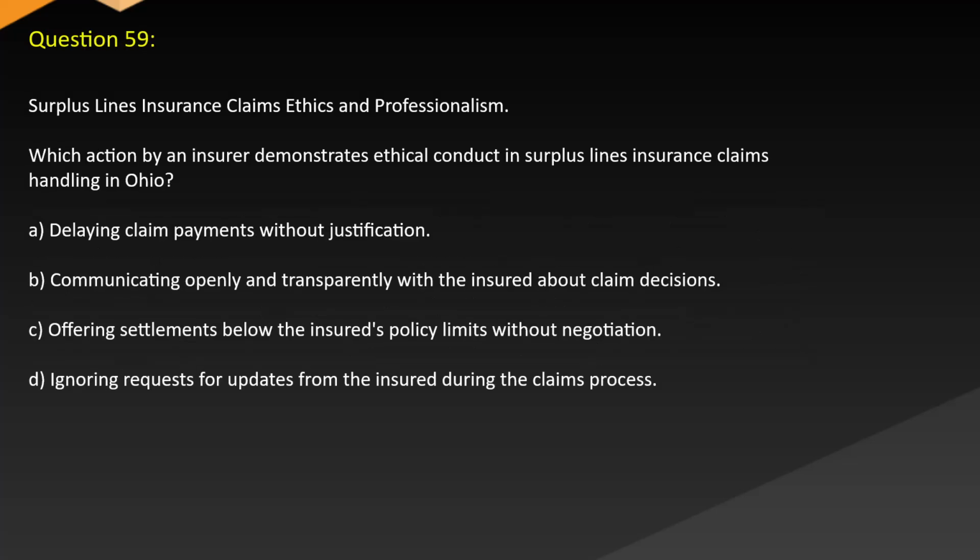3901-154. Question 59. Surplus lines insurance claims ethics and professionalism. Which action by an insurer demonstrates ethical conduct in surplus lines insurance claims handling in Ohio? A. Delaying claim payments without justification. B. Communicating openly and transparently with the insured about claim decisions. C. Offering settlements below the insured's policy limits without negotiation. D. Ignoring requests for updates from the insured during the claims process.